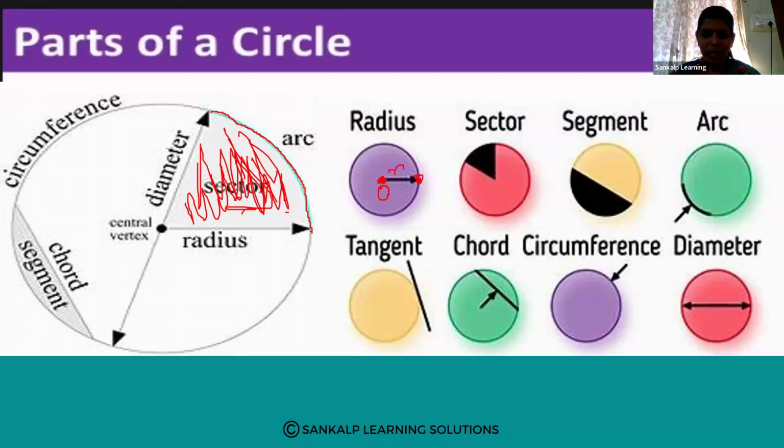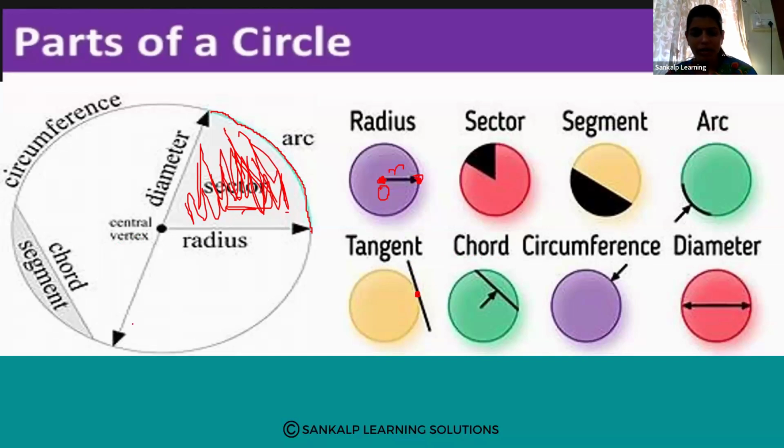Okay. Segment. Segment means what? Before learning about the segment, first we should know what a chord is, right? So this is an arc and a tangent. Tangent means what? In the last class you learned. It is the line which touches the circle at a fixed point, at one point. So when a line touches the circle at one point, you call it a tangent, right? Next comes chord. Chord means what?